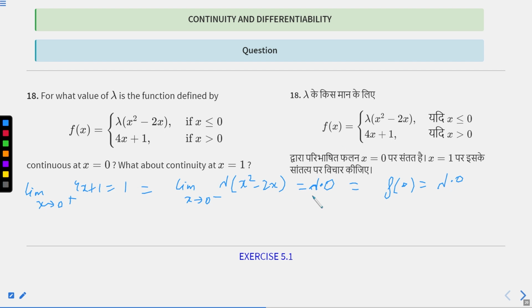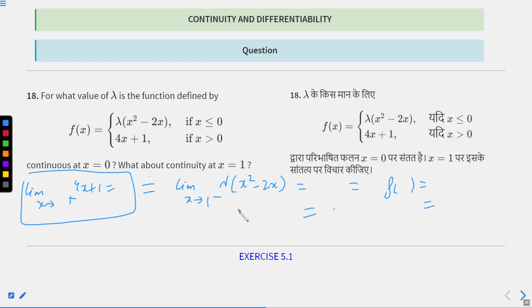Clear? As you can see, this will be 0, this will also be 0, but this right hand side limit is not equal to the left hand side limit. So this means you do not have any value of lambda such that this given function is continuous at x equals 0. But what about x equals 1? Let's see, x equals 1.